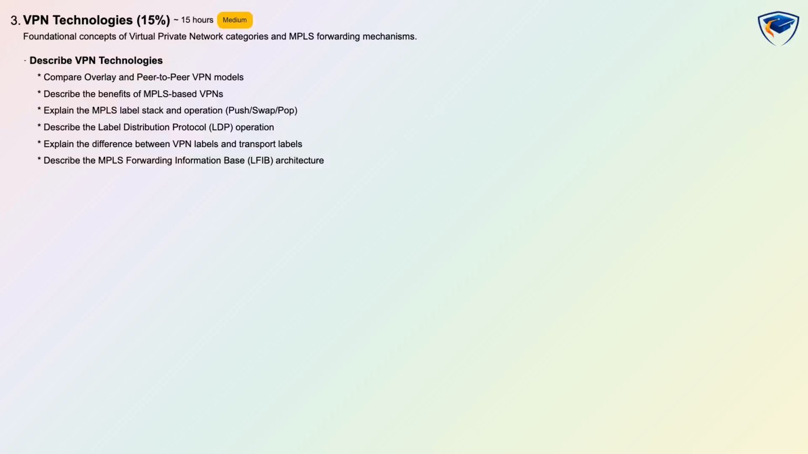You'll need to understand Layer 3 VPN fundamental implementation, including describing the MPLS Layer 3 VPN architecture and components, configuring Virtual Routing and Forwarding, or VRF, instances, and implementing route distinguishers and route targets.